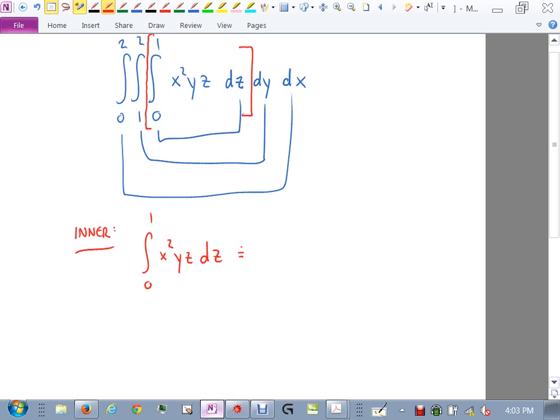Okay, the antiderivative of that will be 1/2 x squared y z squared. So I just did power rule on z, and got 1/2 z squared. And now I'm going to evaluate that from where to where? 0 to 1. What's 0? What's 1? z is 0, z is 1.